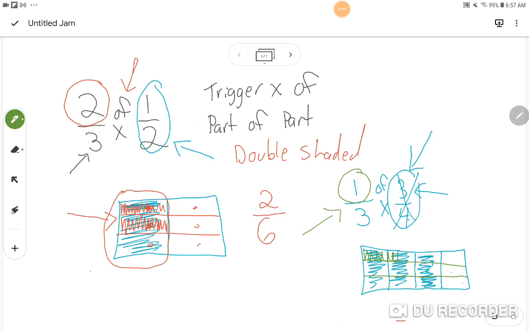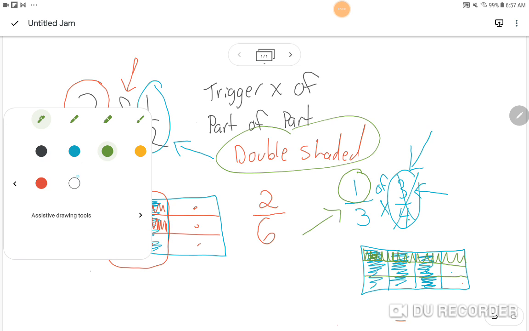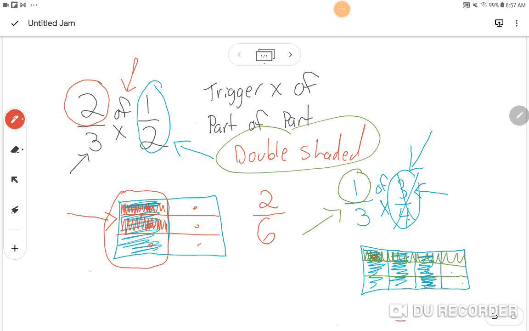Okay? And what is double shaded? Remember, we're looking for what is double shaded. So how many are double shaded? This one's double shaded. Well, let me even switch colors again. I'll go to red. This one's double shaded, this one's double shaded, and this one is. That one isn't. That one's only single shaded.